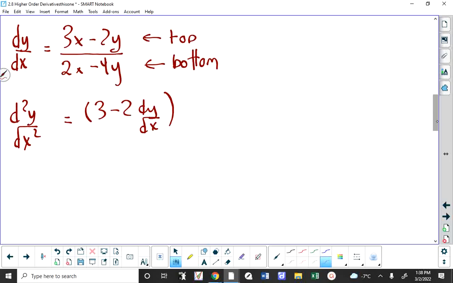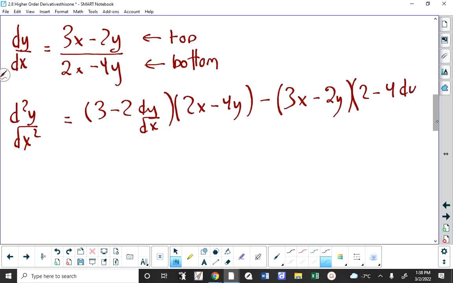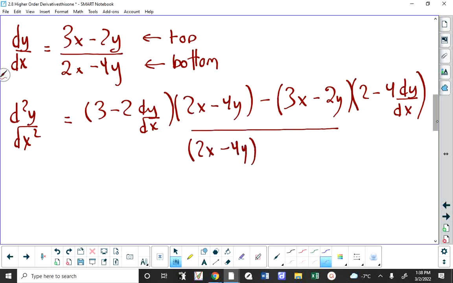That's the derivative of the top times the bottom minus the top times the derivative of the bottom. This is not done. We still have to go over the bottom squared, and then we're going to double check this entire step. So the derivative of the top is 3 minus 2 dy dx multiplied by, notice I have the derivative of the top in brackets because it's a binomial. I have to multiply that binomial by the bottom, which is a binomial. The bottom is 2x minus 4y, so I'll just indicate where I'm talking.